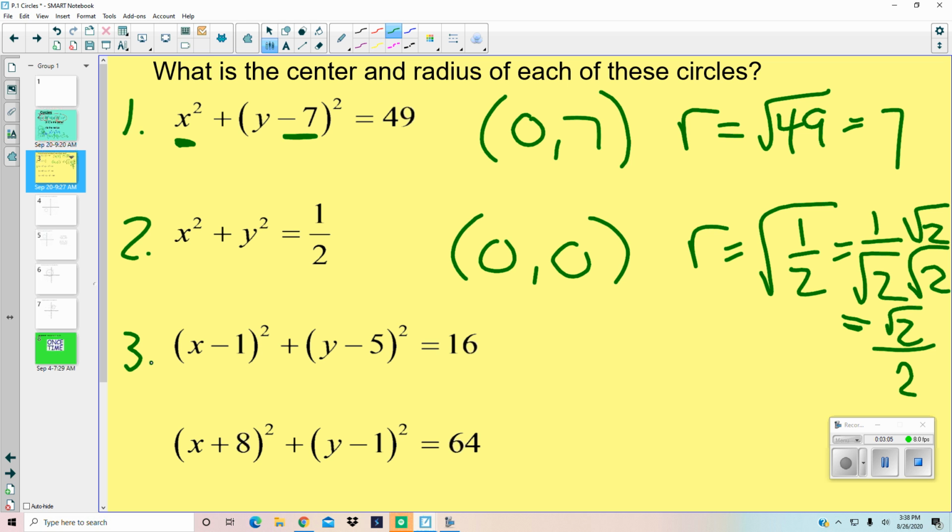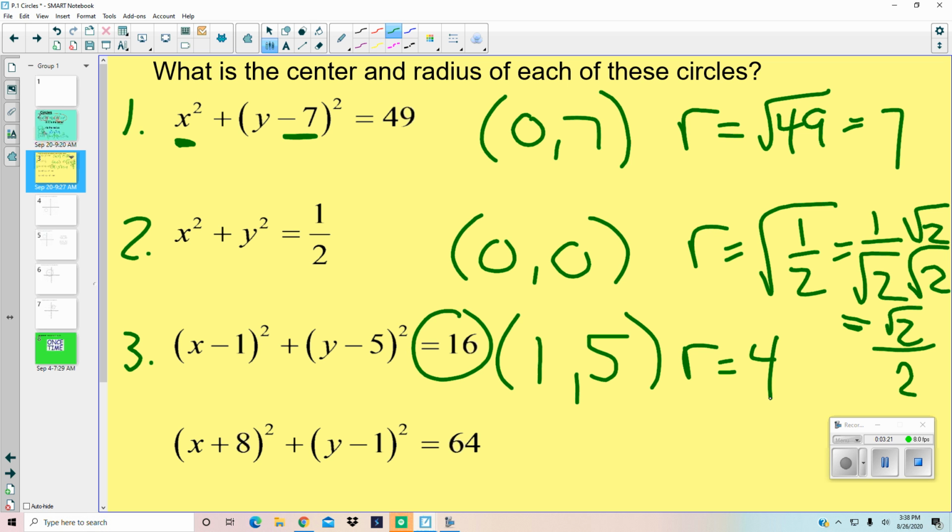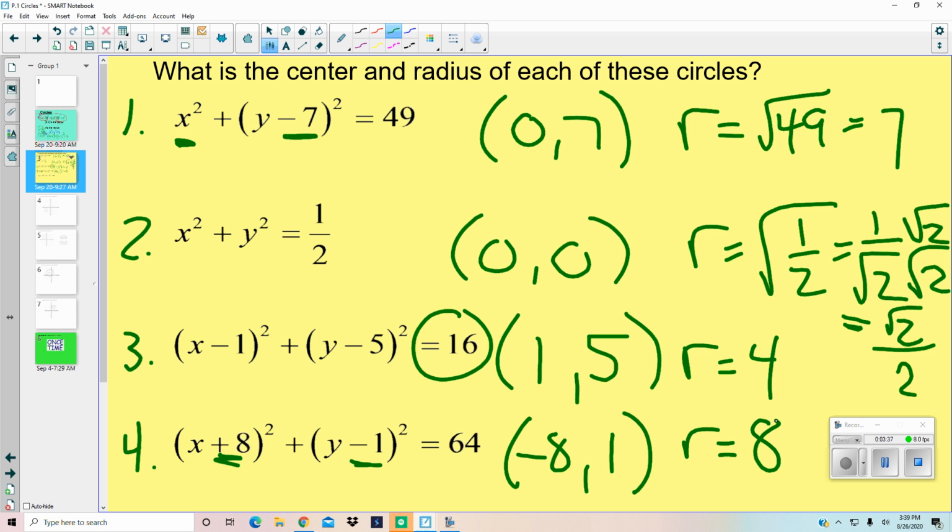Third one, what's my center? By now you should be able to figure it out. In your head you should be saying (1, 5). For the radius, take the square root of this number here, the square root of 16, which is 4. The last one, my center is going to be (-8, 1), the opposites of these two numbers. My radius is the square root of 64, which is 8.